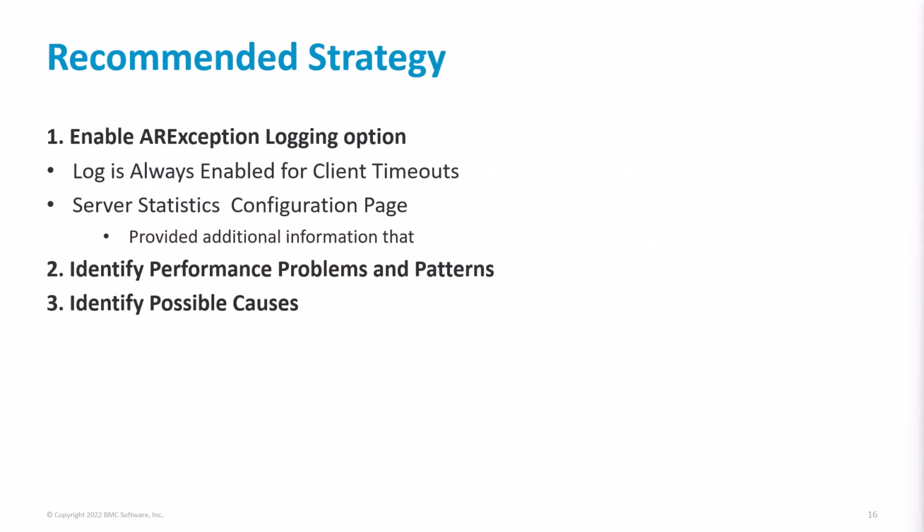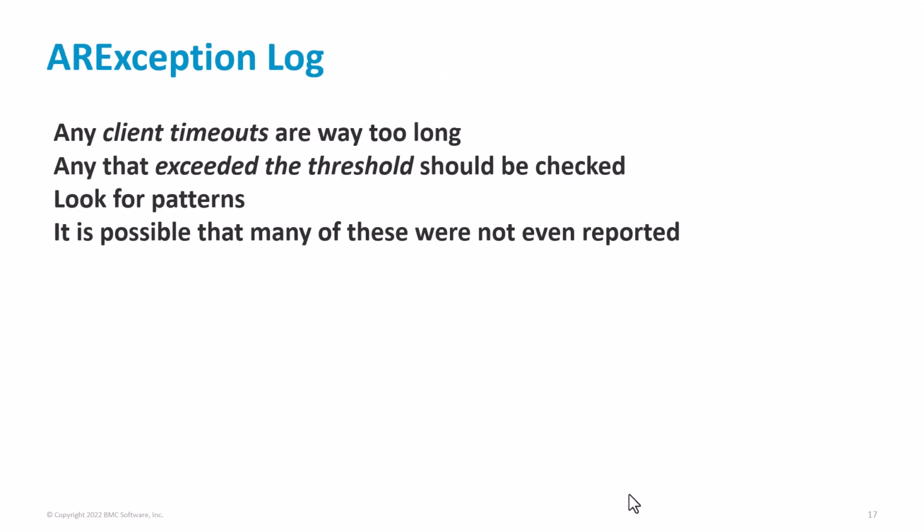Now I want to look at another strategy using the ARException log. I mentioned the ARException log is always enabled. The one thing that isn't always enabled is storing the longest API and SQL information into that log. So once you've enabled the ARException option on the longest API and SQL page, you also get that additional information. So you should go ahead and do that. As I mentioned, it's not a lot of information being written to the log, so that usually doesn't cause a concern with adding additional performance issues.